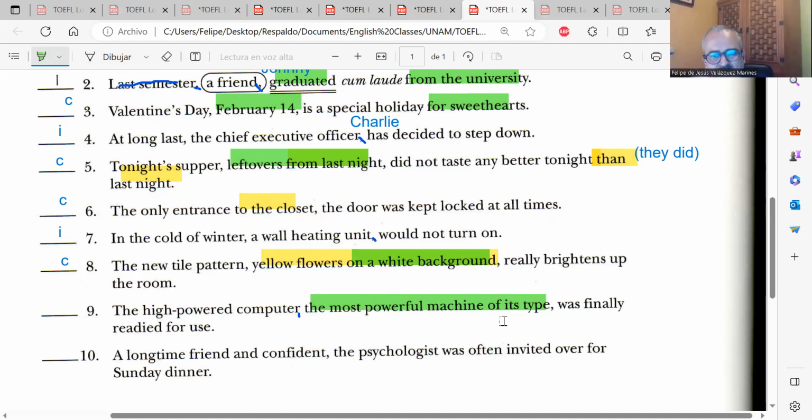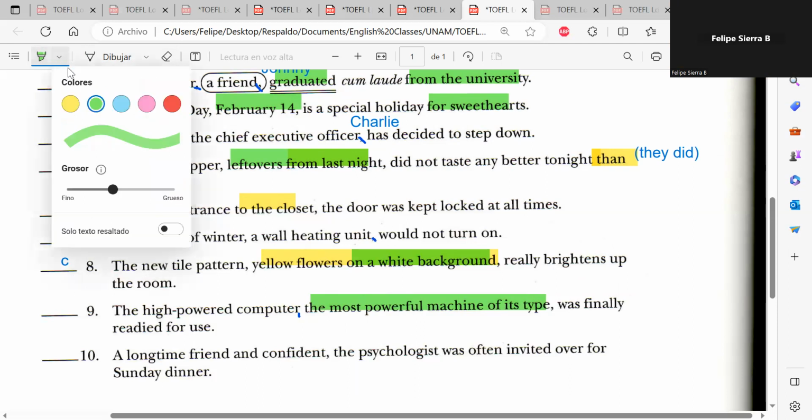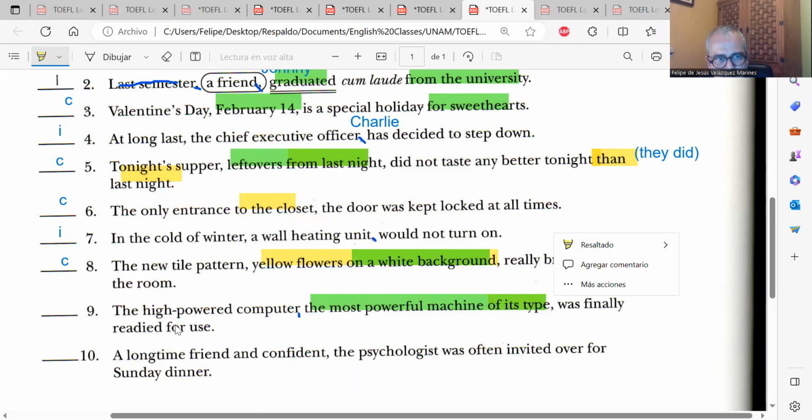If a student tells you "was finally ready" is a verb, no problem. I don't have a problem with it. So prepositional phrases we have: of its type and for use.